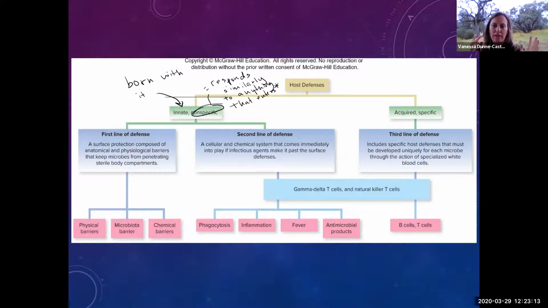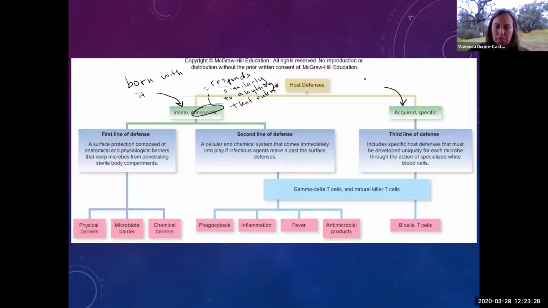And so we have our backup system in place. That's our third line of defense. The third line of defense takes a little while to get going. The third line is called the acquired system, the acquired immune response, because you are not born with this one.